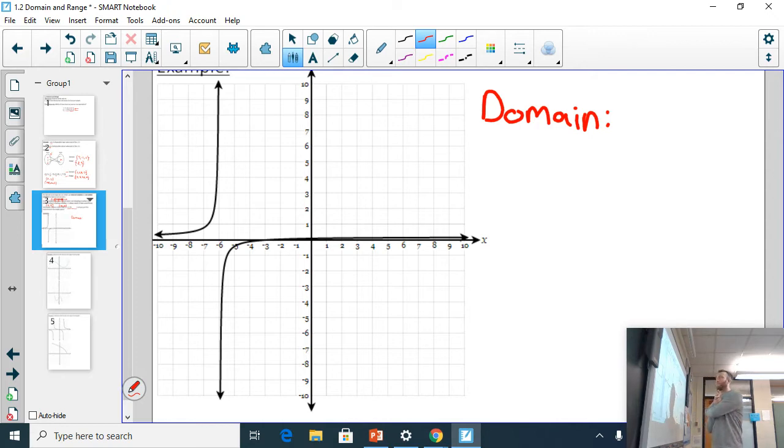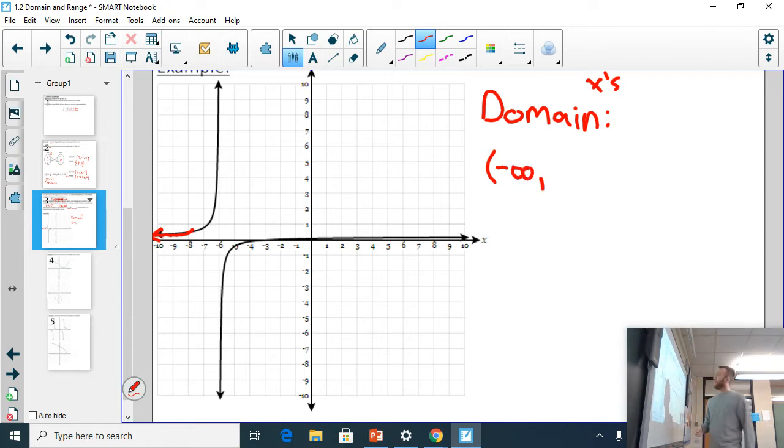So keep in mind, domain is all of the x's, right? So let's just look at this x-axis. How far are we going to the left? And it looks like we're going to negative infinity, right? All the way to the left is going to be negative infinity. So in interval notation, we're going to have that open bracket, and we're going to negative infinity.